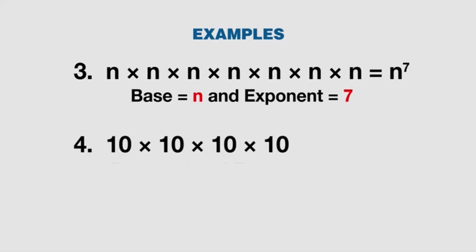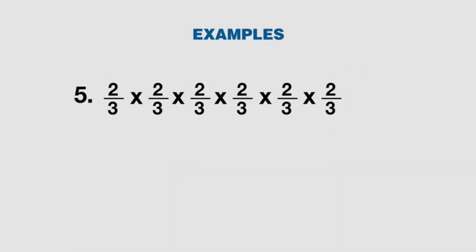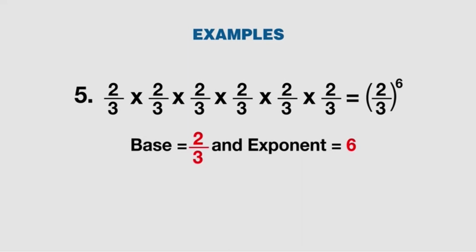Now we have 10 times 10 times 10 times 10. In index form, that gives us 10 raised to the power 4. And so our base is 10 and our exponent or power is 4. Once again, we have 2 over 3 multiplied by itself 6 times. In index form, that will give us 2 over 3 raised to the power 6. The base is 2 over 3 and the exponent is 6. Good. I hope you got some of these correct. I'm sure you can always write repeated factors as a number in index form.